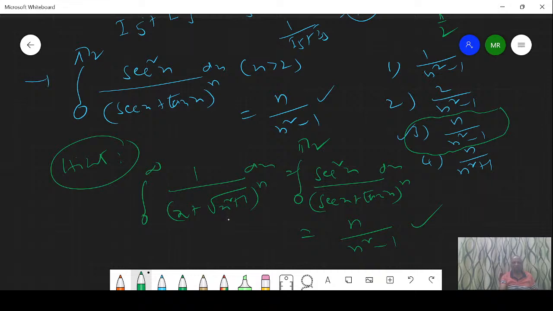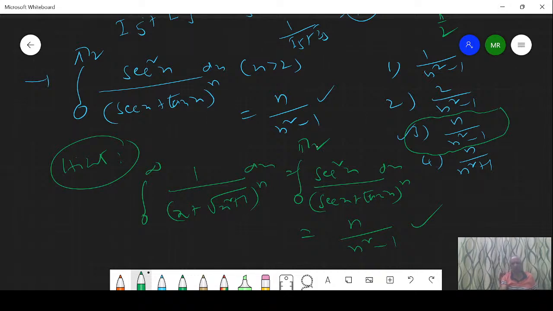Replace x equal to tan theta. If you replace x equal to tan theta, then 1 plus x square is 1 plus tan square theta, which is secant square theta, and root of it gives secant theta. You have taken x as tan theta, so the derivative will come here. Both are the same.